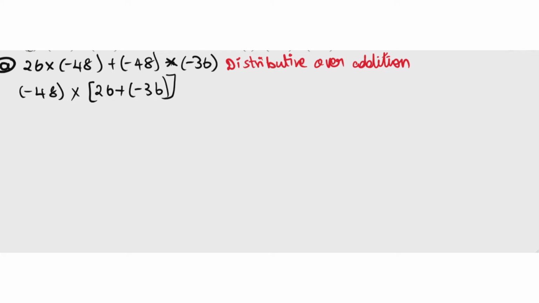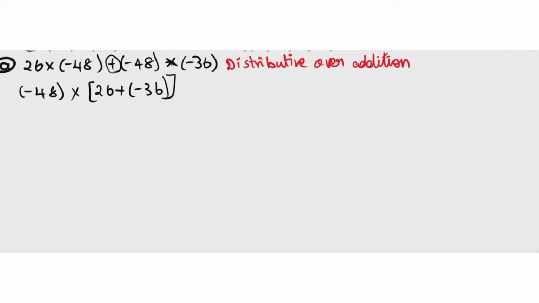How do I guess it? See here, I have only three numbers, that is A, B and C, that is 26, 48 and 36. If I have three numbers, I have only two properties, that is associative and distributive. I don't have any other properties, right? So how did I find it as distributive? See here I am having a plus sign, right? By using this only I have guessed that it is distributive property.